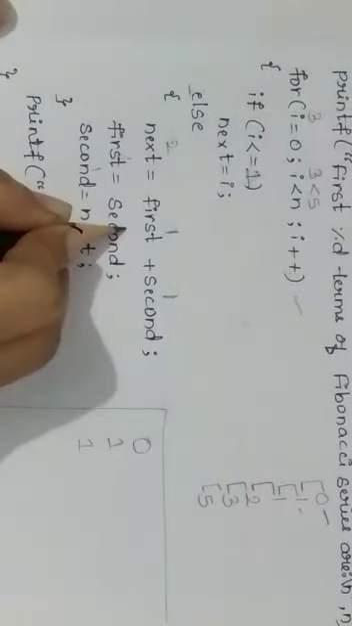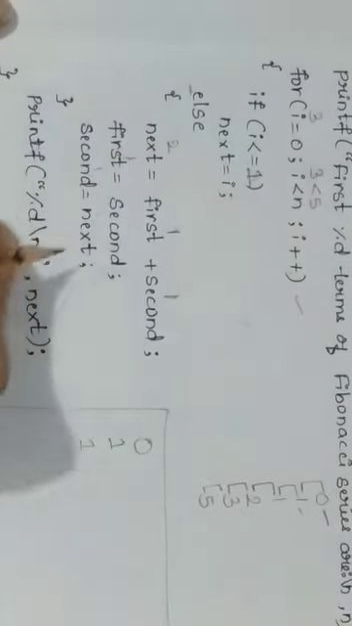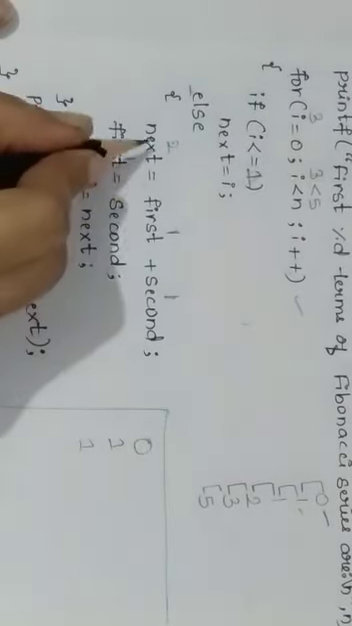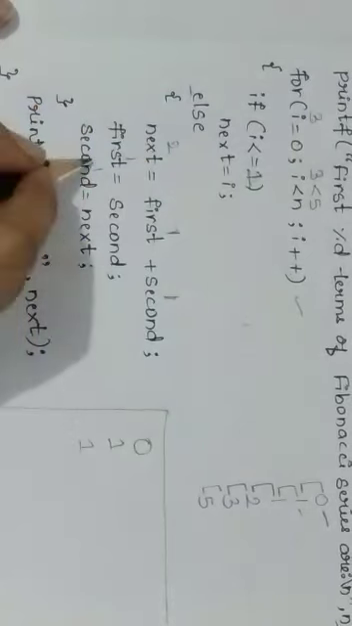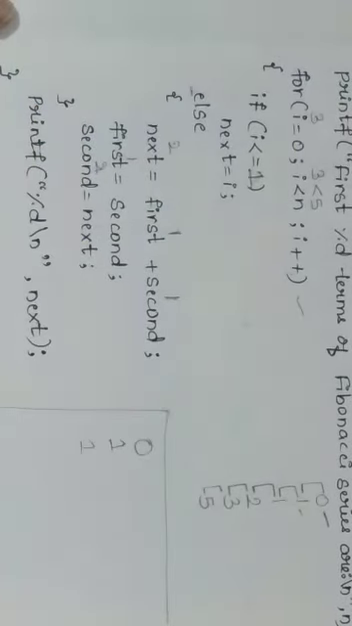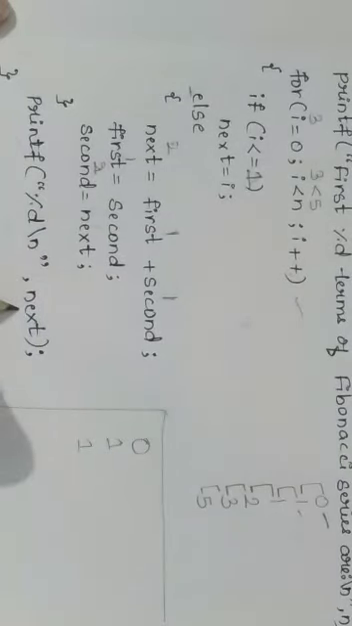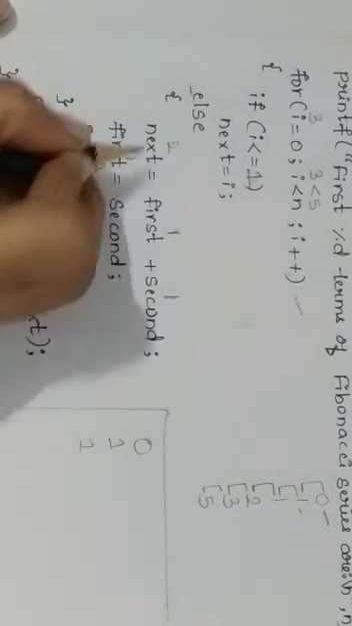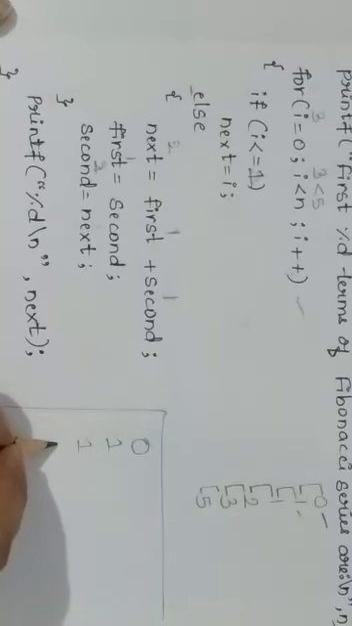Now what is the second value? 1 will be stored in first. And what is the next value? 2. Next value is 2. This will be stored in second. Now display the next value. What is the next value? Next value is 2. So it will display the next value.